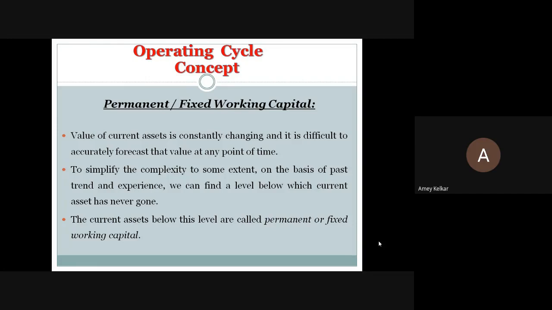So always in the operating cycle concept, it says that you should properly have knowledge of your fixed working capital. Now you yourself also, when you're staying outside, can analyze what is your fixed working capital or what is your permanent requirement. And below it, your expenses will not come in any case. That is your fixed working capital.